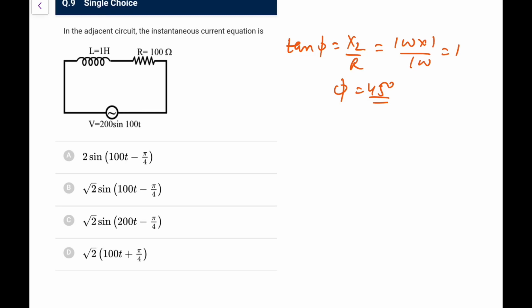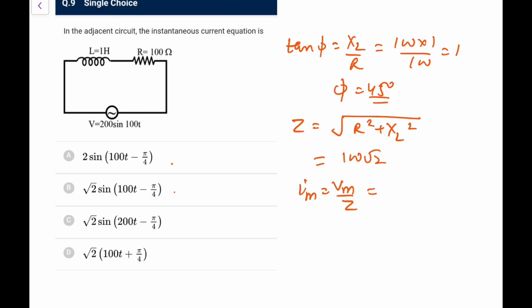You have two options. Now out of the two, because 200t won't be there, what would be the peak value? So what would be Z? Z would be root of R square plus XL square, because XL is equal to R, which is 100, so it is 100 root 2. So what we have, I max would be V max by Z. V max is 200, Z is 100 root 2, so what it leaves me with is root 2. So I'll go for option B. That is the most appropriate I can find.